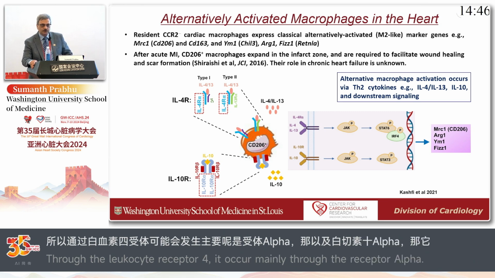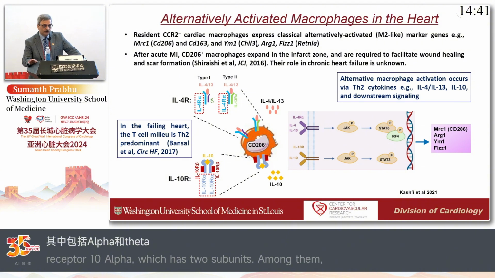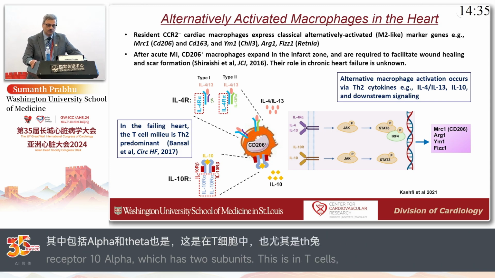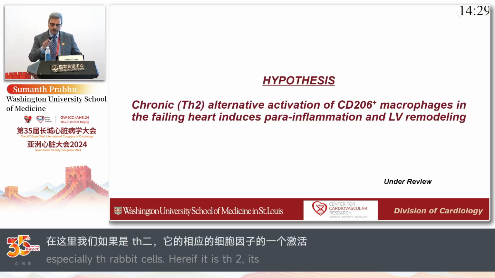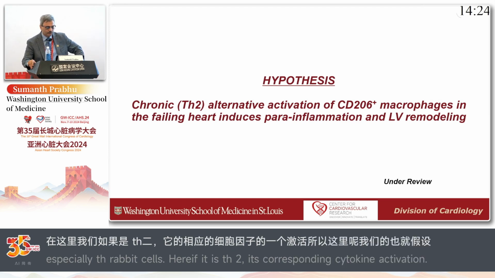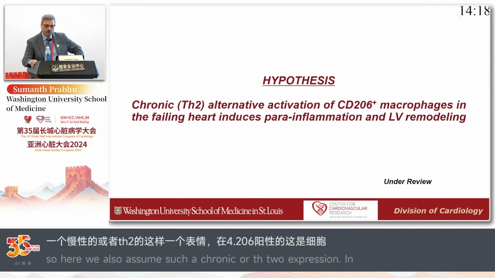And we have previously shown that in the failing heart, the T cell milieu is primarily Th2 predominant. And this suggested to us that there was ongoing Th2 cytokine activation in failing myocardium that really had not been explored. So our hypothesis was that chronic Th2 alternative activation of CD206 macrophages in the failing heart induces this para-inflammatory state that we had proposed as a model for why inflammation drives progressive remodeling.